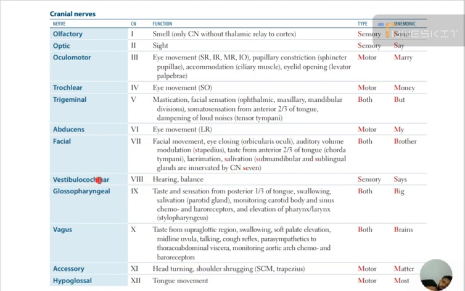So, vestibulocochlear nerve. It is involved in hearing and balance. The other nerve is the glossopharyngeal nerve, the ninth cranial nerve.